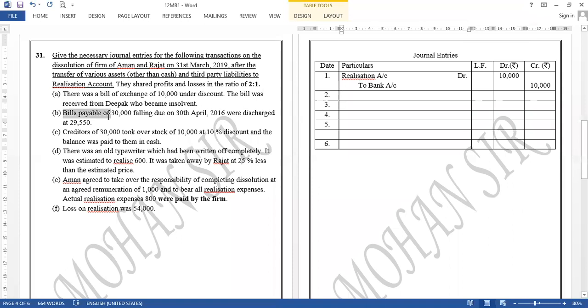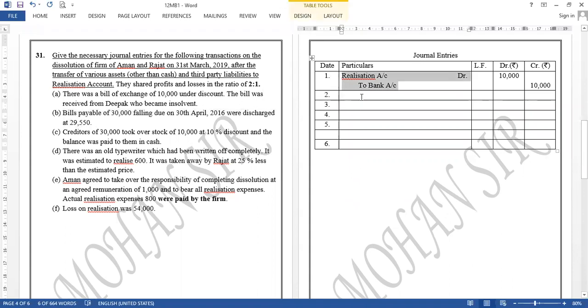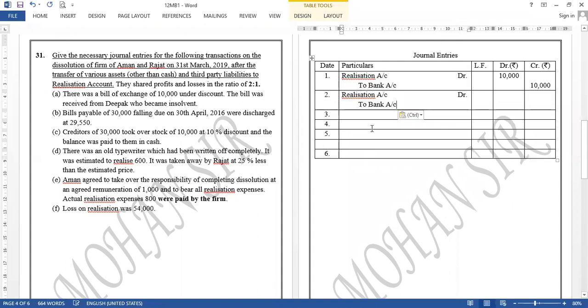Second, bills payable of 30,000 falling due on 30th April were discharged at rupees 29,550. We have paid bills payable. So what entry will you write? Realization to bank, that's very correct. The same entry will come, realization to bank. Now the amount over here, please. 29,550, because this is dissolution. We are going to deal with the amount actually paid or received, right? That's why 29,550. That's fine.